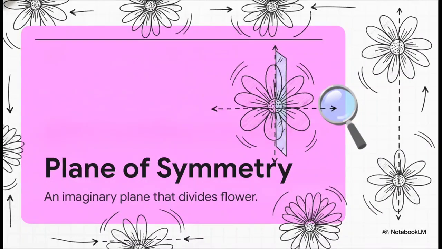And to actually measure that balance, we use something called a plane of symmetry. This is simply an imaginary plane that divides the flower. Imagine, if you will, holding a remarkably thin, totally invisible sheet of glass and sliding it directly through the absolute center of a flower to create two perfect, identical halves. That invisible line, that's your plane of symmetry. And as we're about to see, how many of those planes a flower has literally changes everything.